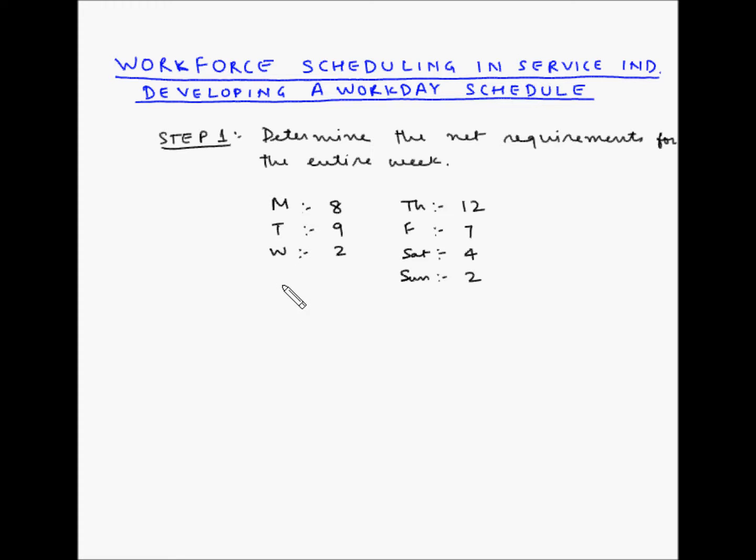So for example, if we calculate the net requirements on Monday and Tuesday, it is 8 plus 9, which is 17. Similarly, for Tuesday and Wednesday, it is 9 plus 2, which is 11. So based on similar calculations, you'll find that the lowest requirement for 2 consecutive days is for Saturday and Sunday, which is 6.